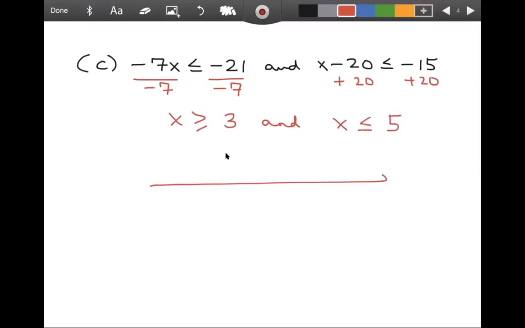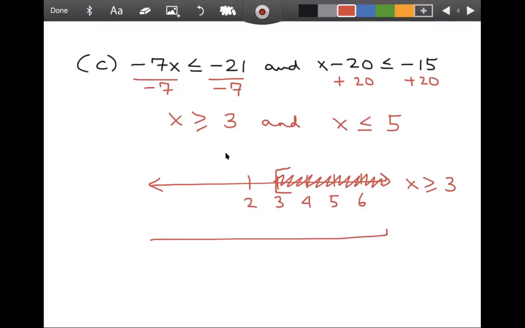All right, so let's draw a couple of graphs. And this time I'll go 2, 3, 4, 5, 6 maybe. Doesn't really matter too much which numbers you plot on your number line. Definitely at least include the number that's the endpoint. All right, so x is greater than or equal to 3 looks like this. And then 2, 3, 4, 5, 6. x is less than or equal to 5 would look like this.